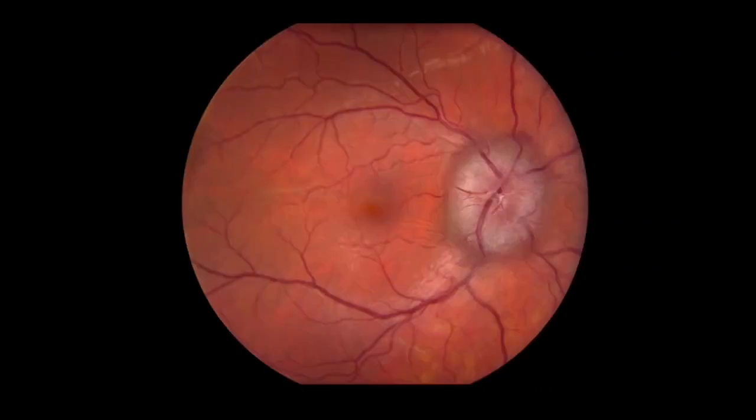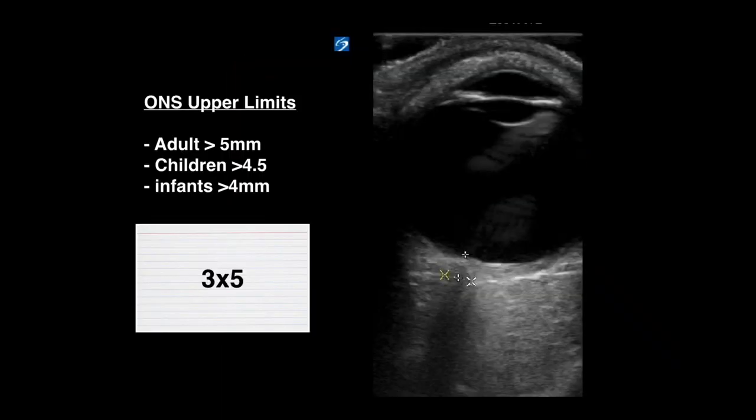So lastly, we'll get into looking at the optic nerve or optic disc. Here's obviously a patient with papilledema. To briefly go over this, there are upper limits of normal, and the way you measure the optic nerve sheath, it's not the optic nerve, but rather the sheath around it, is you measure 3 millimeters posterior to the eye, and then you measure directly across. It should be less than 5 millimeters for most adults. And as you can see, for children, the upper limits of normal are a little bit smaller.